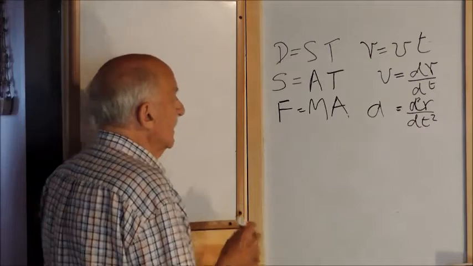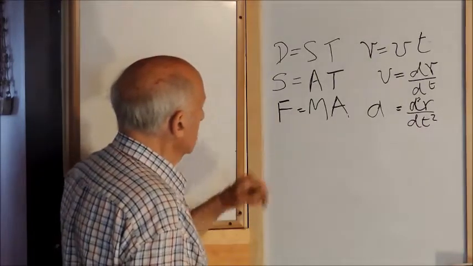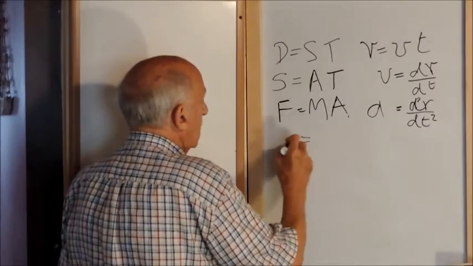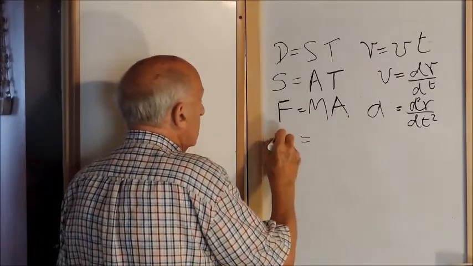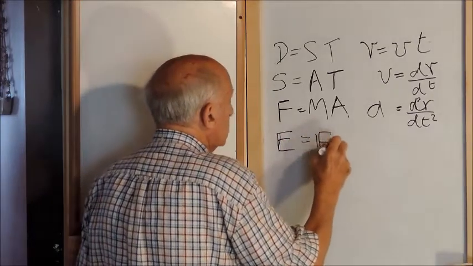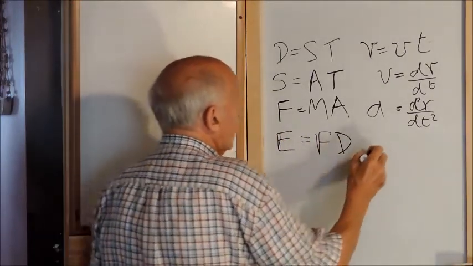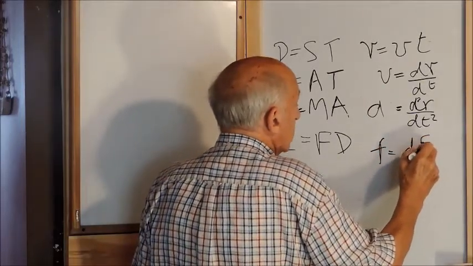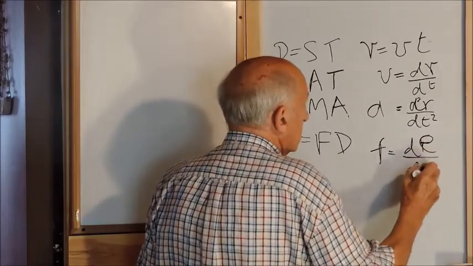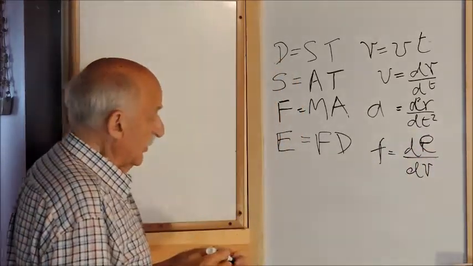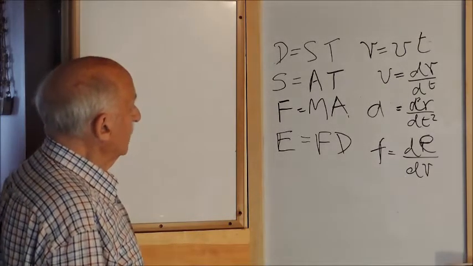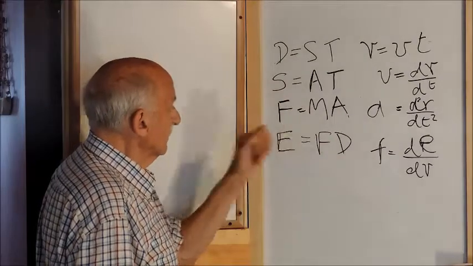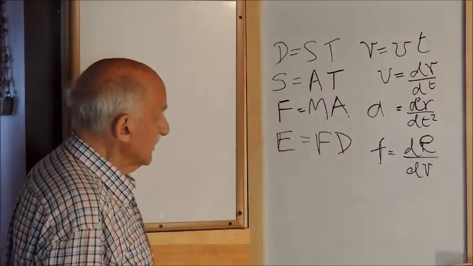So now where does force come from? Well, force is defined by energy. Energy is force times distance. In other words, force is the rate of change of energy with distance. So these are some equations that we should know. That defines acceleration. Force is mass times acceleration, and energy is force times distance.